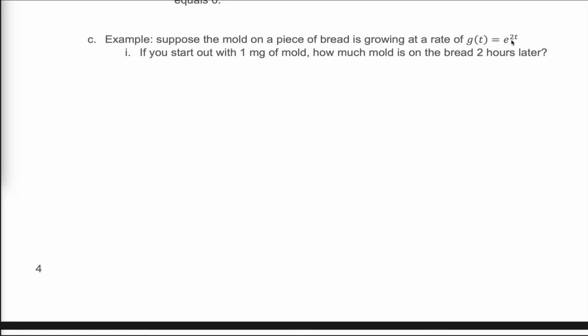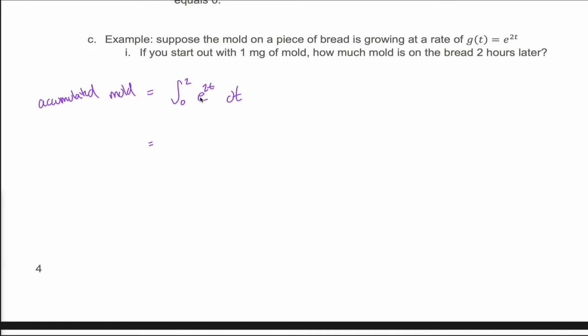And we'll assume that t is measured in hours up here. Well, we can figure out how much mold accumulates in those 2 hours by evaluating the definite integral from 0 to 2 of this function g of t, e to the 2t power. And then after we figure that out, maybe we can use that to answer the question. To figure that out, we want to use the fundamental theorem of calculus. To use the fundamental theorem of calculus, we need to figure out the antiderivative of e to the 2t power.